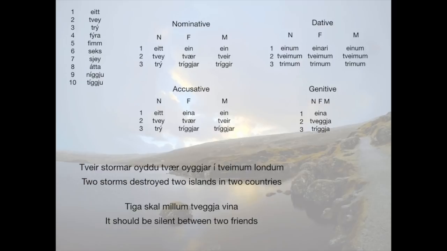Vinur, meaning friend, is masculine. Here in the genitive plural form, vina, and the two follows the declension of vinur to genitive, tveggja in this case, because millum, the Faroese word for between, traditionally takes the genitive. Notice also that the double L is pronounced DL.